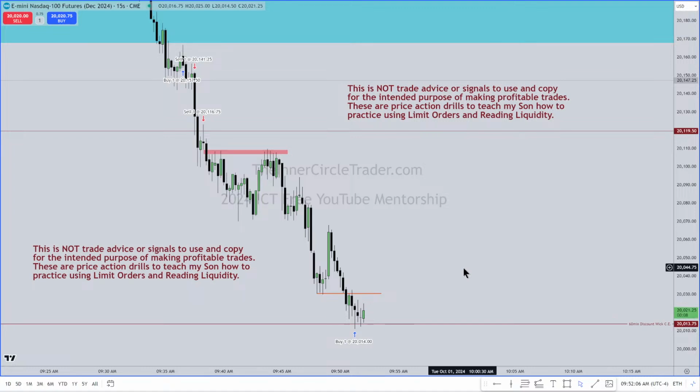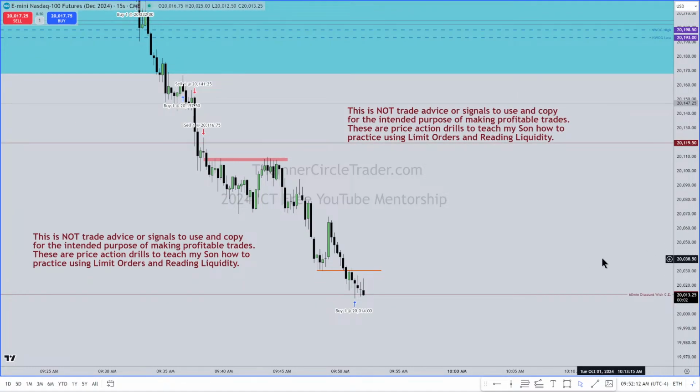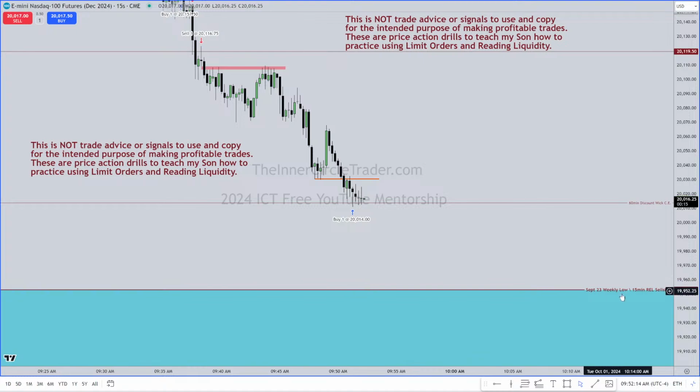The same thing here. Now, because we went into that consequent encroachment of that discount wick, I would want to see it try to make an attempt to go below that and draw down into the relative equal lows. So let me see if I can get one more fair value gap in here before we can get down here. It could just very well reverse here or drive aggressively lower.